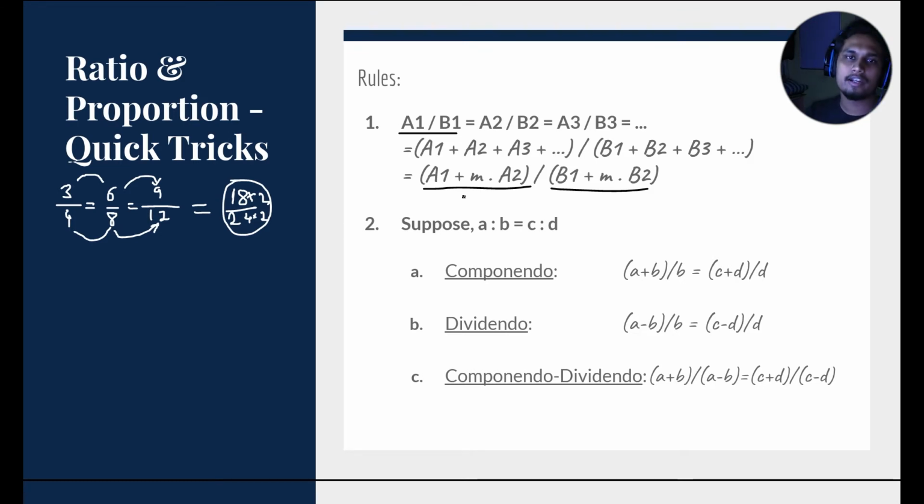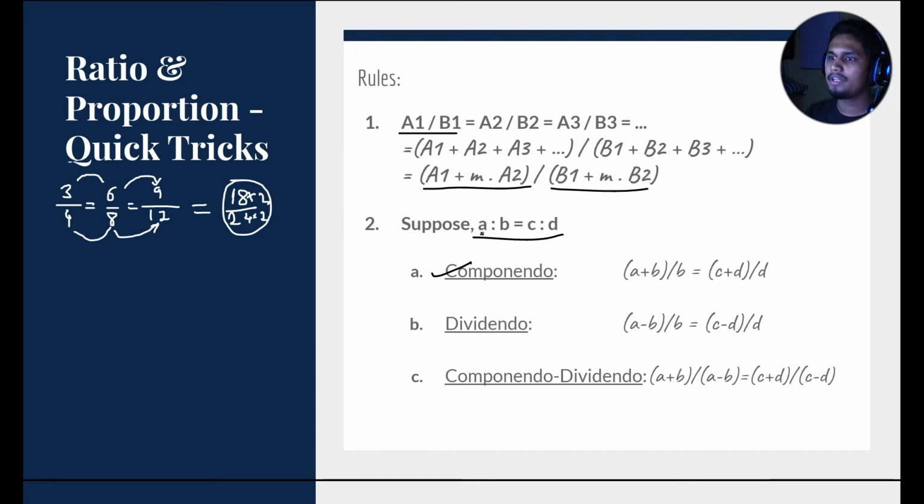Next one is related to a proportion. So this is called the Componendo-Dividendo rule. So suppose a is to b is equal to c is to d. So that means these a, b, c, d are in proportion. Now what does this Componendo rule say?